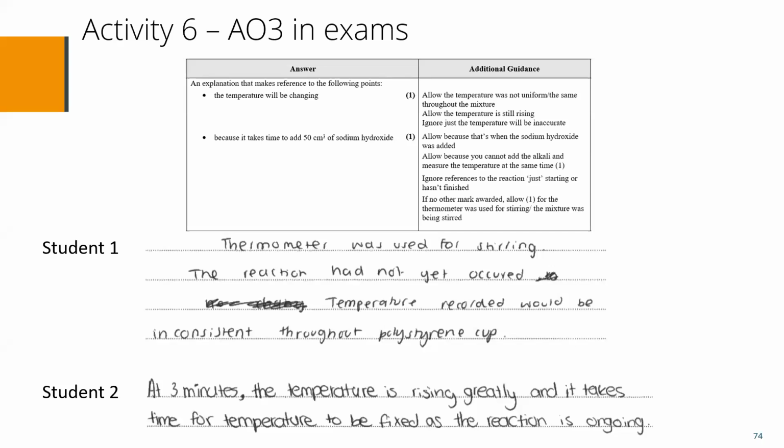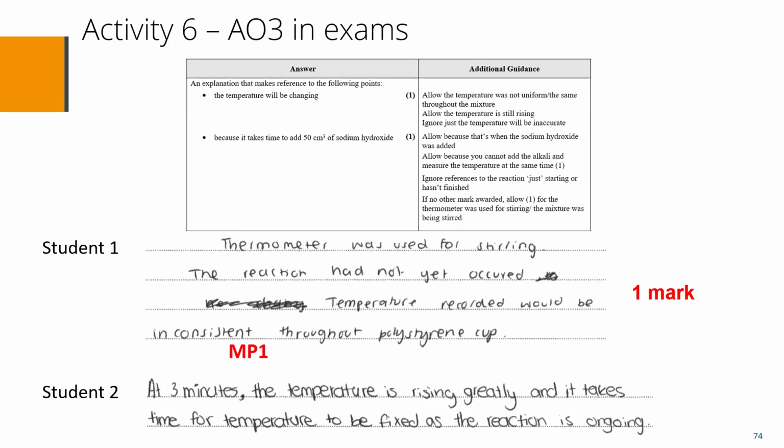And what have we got here? We've got temperature recorded will be inconsistent throughout the polystyrene cup. So that scores the first marking point. The temperature will be changing. So that candidate can have 1 mark. There's nothing about adding sodium hydroxide there, so can't have the second mark.